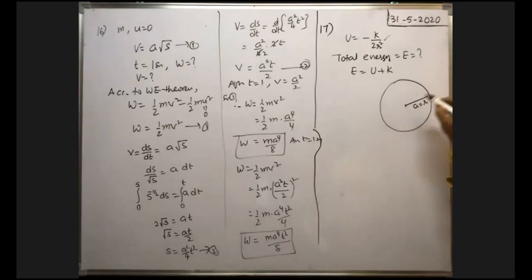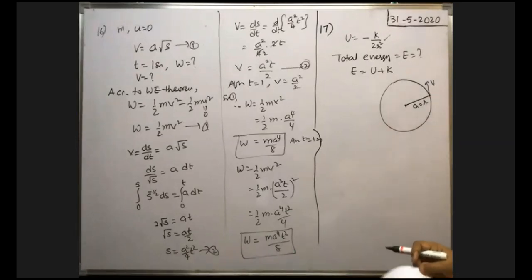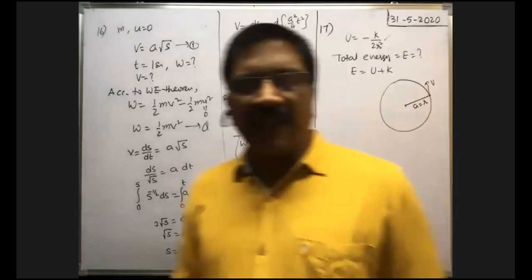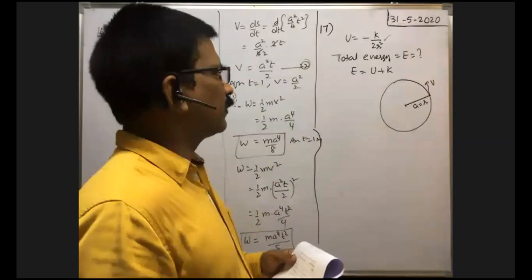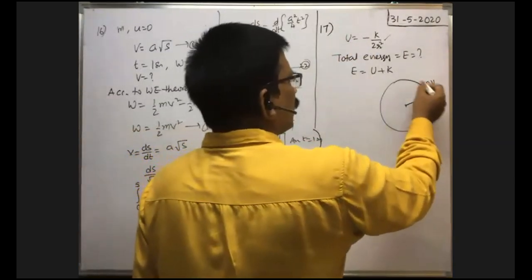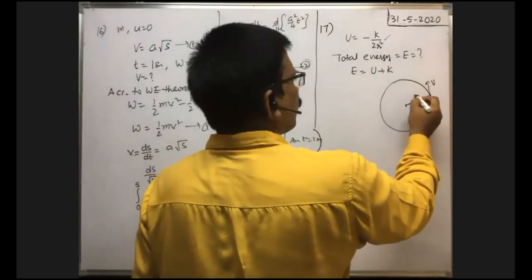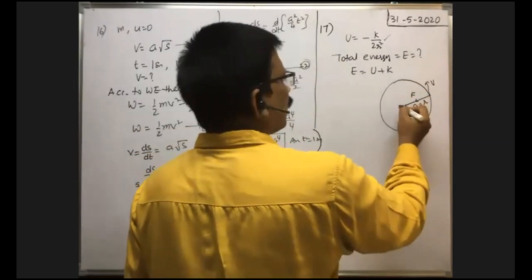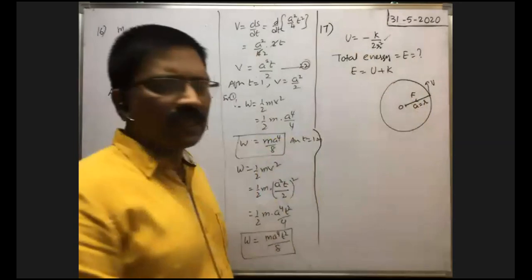So when the body travels along the circular path, suppose the speed of the body is V, then what is the kinetic energy of the body? Half mv square. To find the kinetic energy of the body, we need the velocity. How can we find velocity? Whenever the body travels along the circular path, it experiences the centripetal force. From this potential energy, how can we find the centripetal force?